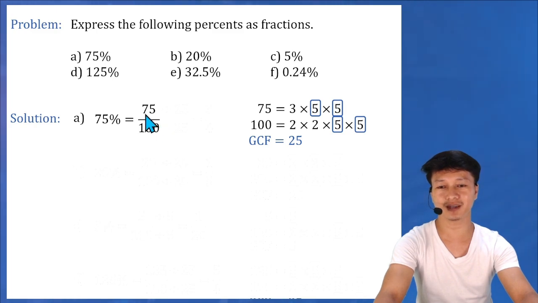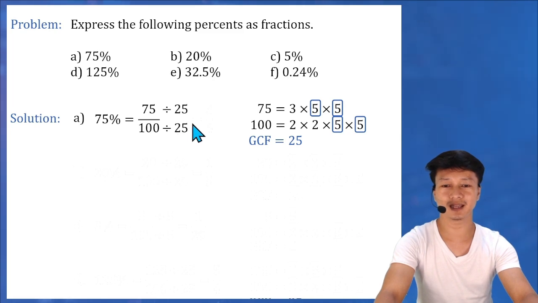So let's try to divide 75 by 25. So we have divided by 25 and also divide 100 by 25. And that gives us, what is 75 divided by 25? The result is 3. And then over 100 divided by 25, the result is 4.